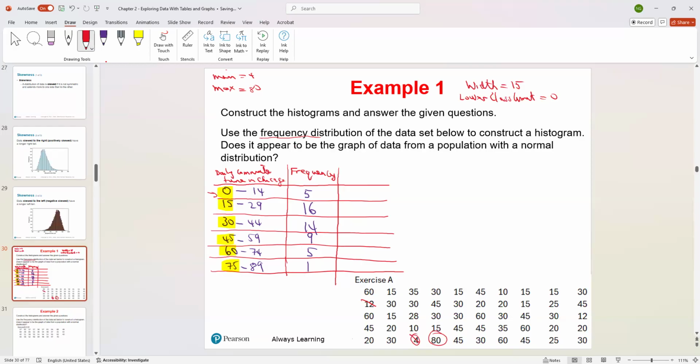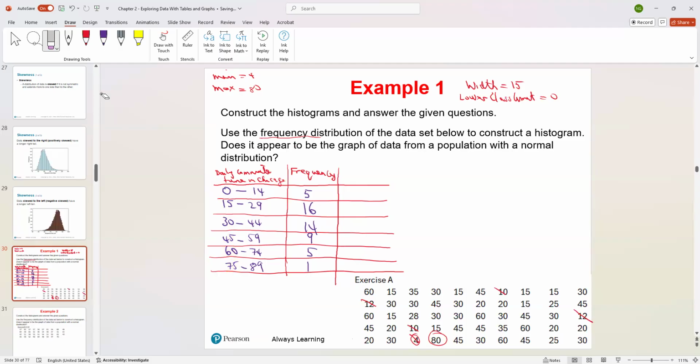And if I continue, I'm pretty sure you're going to see I take 10, that's 3. I take 10 again, that's 4. I take another 12, that's 5. So that's how I found the number of data from 0 to 15. And I do exactly the same for each of them.